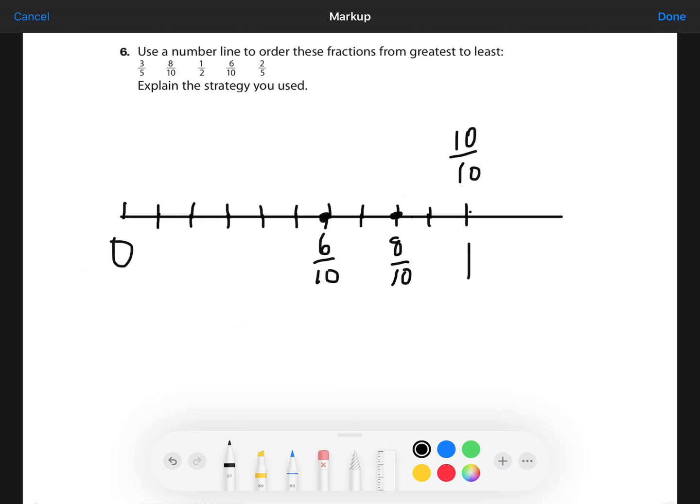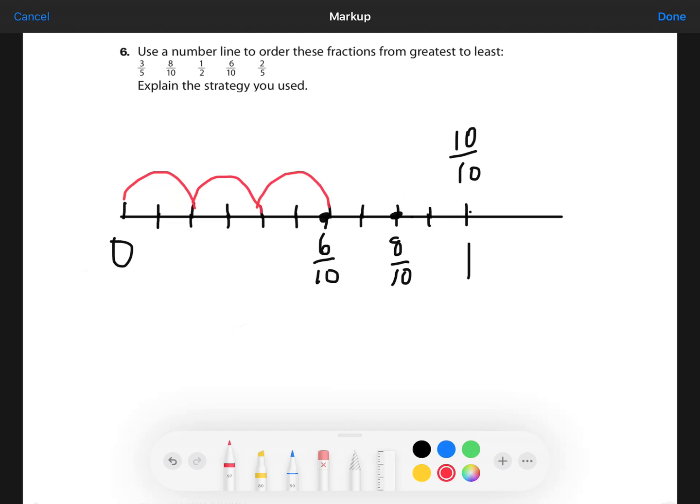This is our 0. I know that a tenth is half of a fifth. So that means I need 2/10 to make 1/5. So here to here is a fifth. Here to here is a fifth. Here to here is a fifth, and so on.